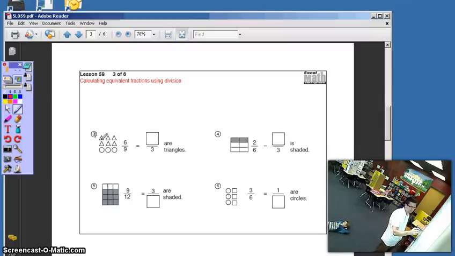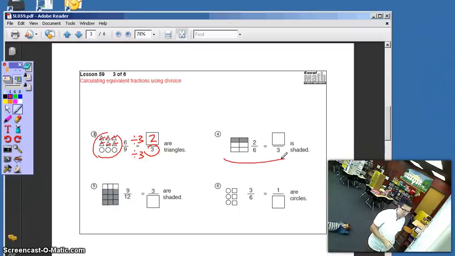Okay, this fraction here has 6 triangles out of 9 total shapes, 6/9, and they want us to change this into a fraction that has a 3 for the denominator. So to go from 9 to 3, we divide by 3. So if we divide 6 by the same number, 6 divided by 3, of course, is 2. All right, why don't you go ahead and try number 4 and pause the video after you've tried it, then you can turn it back on to see if you got it right.